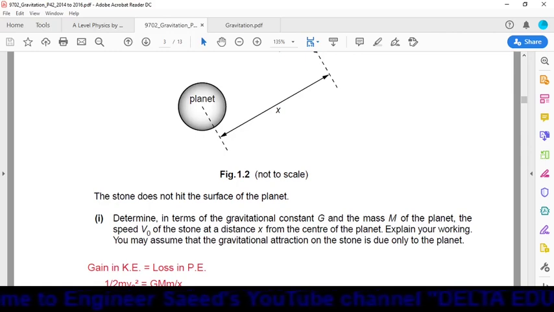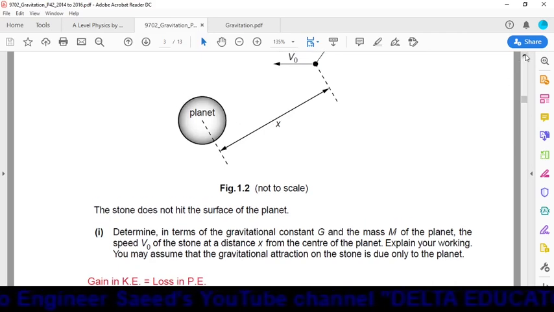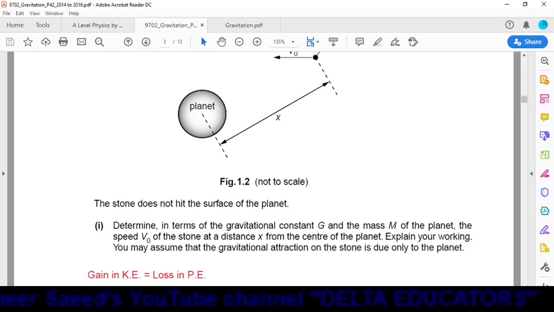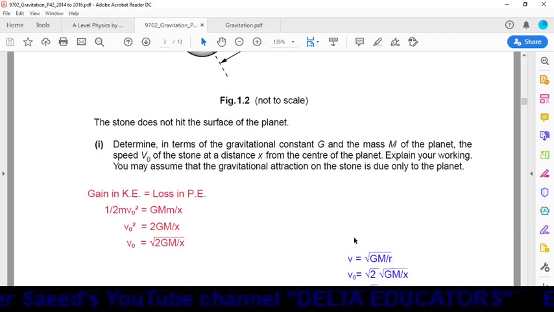Okay, means it is an isolated system. This stone is moving towards the planet. It means its velocity is increasing. So its kinetic energy is increasing and gravitational potential energy is decreasing. So we can write gain in kinetic energy is equal to loss in gravitational potential energy. Now kinetic energy is given as half mv square. Now for the speed, we have taken v naught. So we have half m v naught square for kinetic energy.